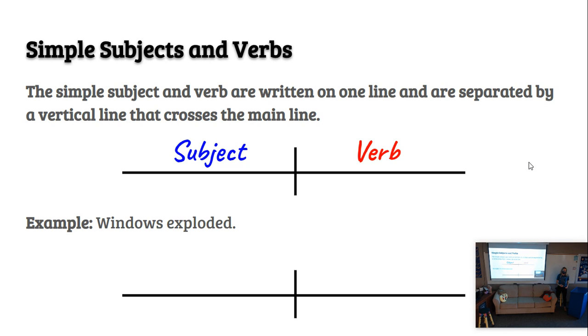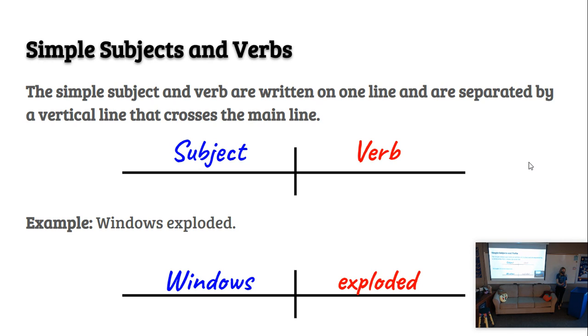What is our subject? Malachi? Windows. Okay, so Malachi, on this diagram down here, where are we going to put windows? Are we going to put it on the right or on the left? On the left, because it's our subject, and our subject always goes on the left side of that main line. Then where's our verb? Marcus? Yep, but what is it? Exploded, and we're going to put it where? On the right, on the right of this vertical line.